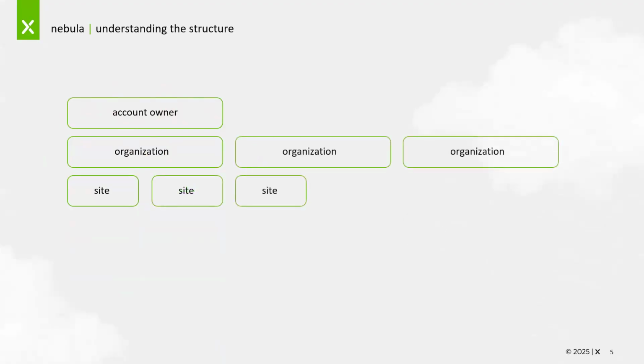You've got an account owner. Again, each organization has one and only one account owner. And then you have sites underneath that organization. So as you add customers, you add organizations in Nebula and you add the sites underneath them.